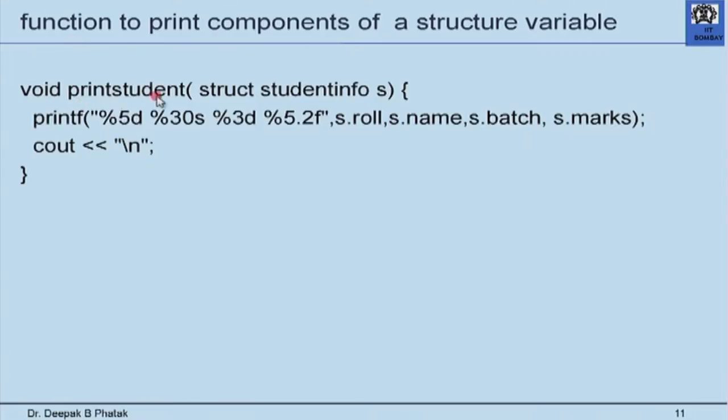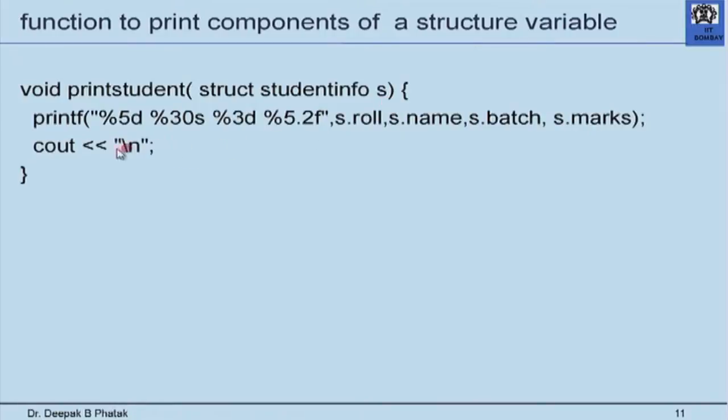Before going further, I'm going to write a program which actually reads the data for students and prints it out. It reads the data from a file. We'll introduce files shortly. However, we propose that we read this data in different elements of a structure. And then we want to print the value of a particular variable, which is a structure variable. So consider this function, which says print student. The parameter that is passed to this function is not individually roll number, name, batch, and marks, but a structure variable is passed. So just like we say int x as a parameter here, we'll say struct student info s. So the variable passed is s, which is actually a structure.